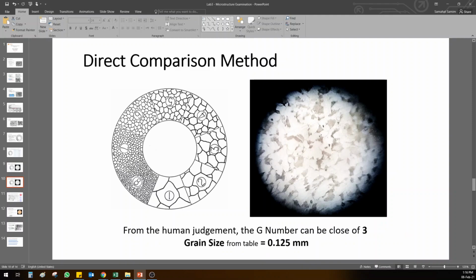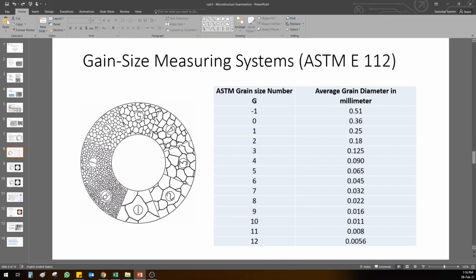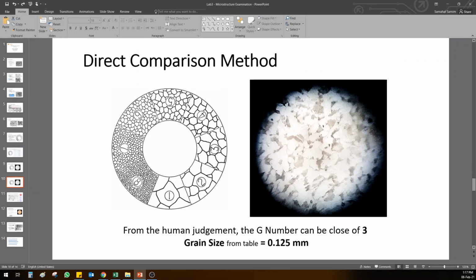Okay, now from your judgment, when you said okay, my grain size is 3, you need to go back to the table and see what the 3 shows in diameters. What is the grain diameter in millimeters? In this case, it is 0.125 millimeter. So from the grain size table, I have 0.125 millimeter. Is this method of direct comparison very accurate? You decide after checking the second method, which is the intercept method. Okay, let's find it out.